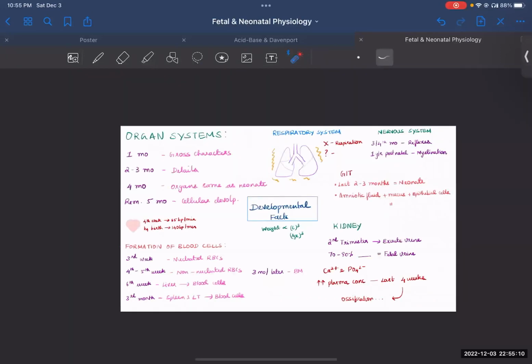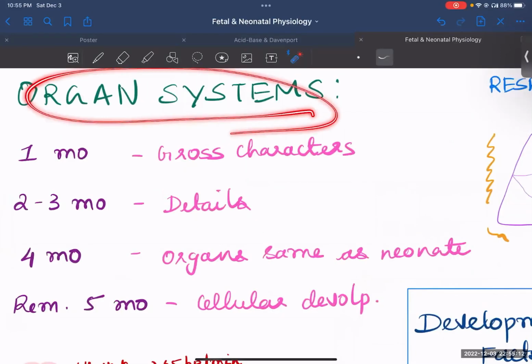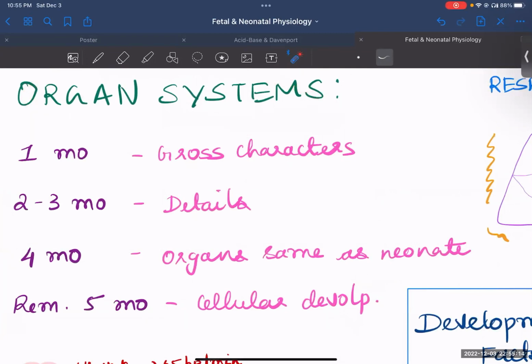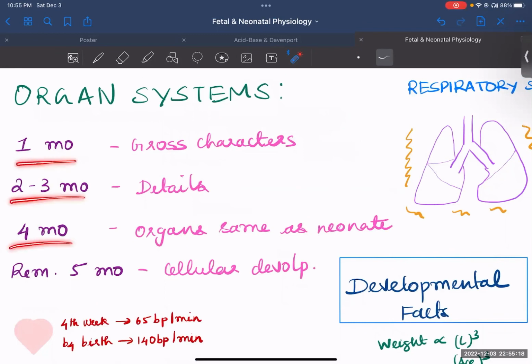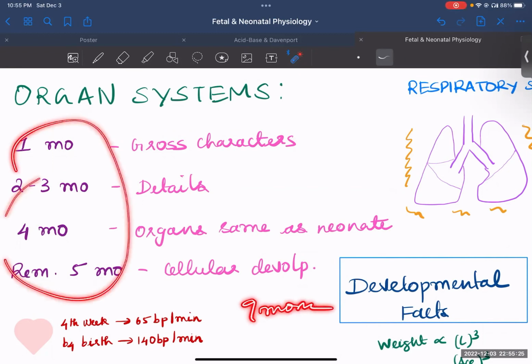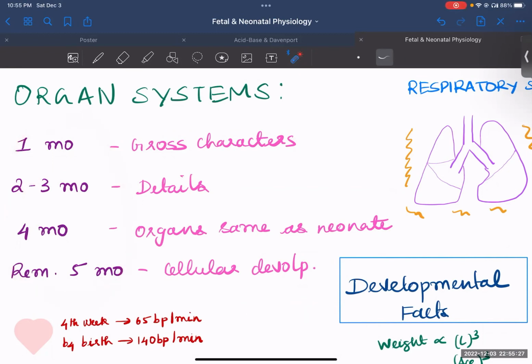Now, what about organ systems? When do each of them develop? To have a gross understanding, let's look at the first month, second to third month, fourth month, and the remainder of the 5 months. Pregnancy is basically 9 months, right? So those 9 months, let's look at the overall view of organ system development.